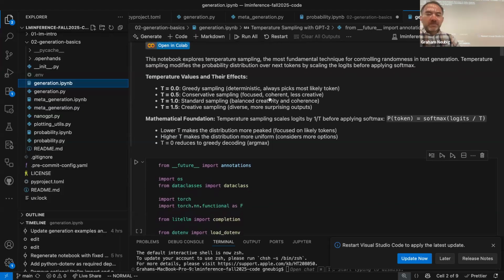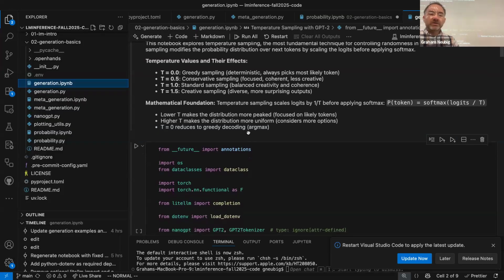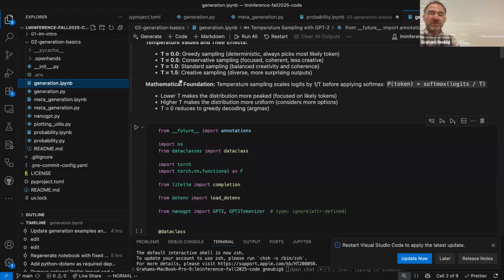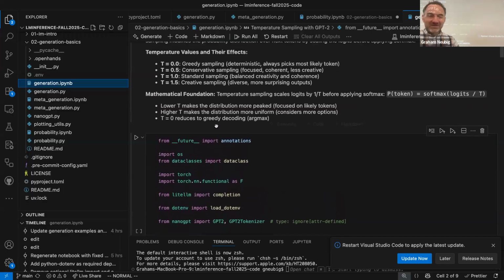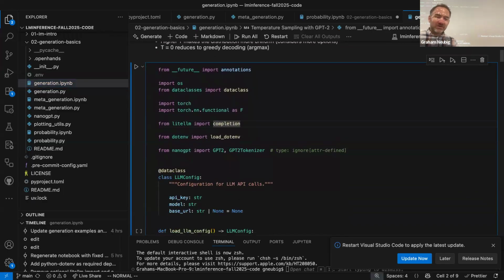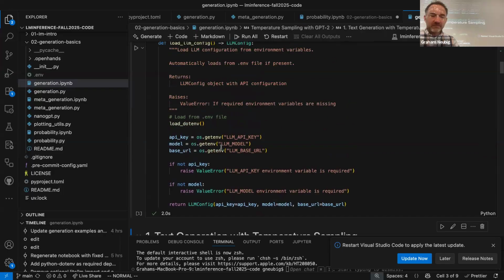So here are temperature values. 0 is greedy sampling. It's deterministic. It should always give you the same result. A temperature of 0.5 is a more conservative variety of sampling, and it will focus on things that have high probabilities. 1 is the only true sampling number, and then 1.5 is creative sampling, more diverse outputs. So let's go ahead and initialize that.